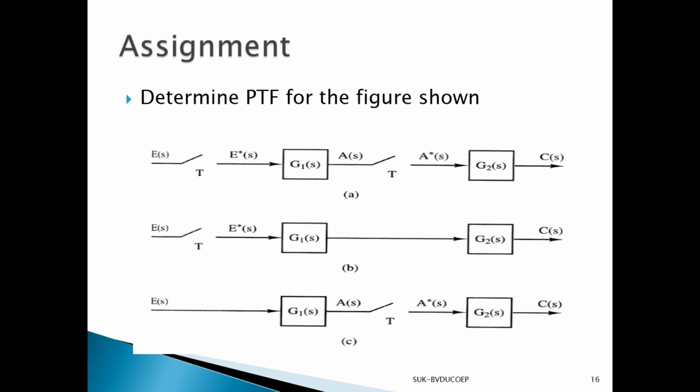Now here we have shown the different cases. Earlier we have seen the sampler in between, sampler not there, and in the third diagram there is no input sampler, but an internal sampler is there. And then I have explained the calculation. So here there is a sampler. So what will be the C(Z)? C(Z) will be G1(Z) into G2(Z) into E(Z). So C(Z) upon E(Z) is equal to G1(Z) into G2(Z). In this it will be C(Z) is equal to G1G2(Z).